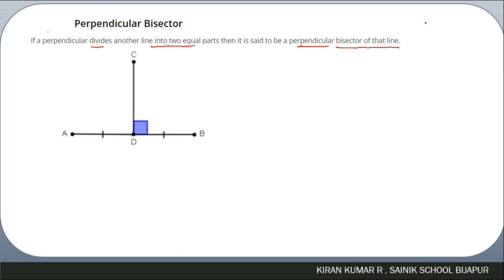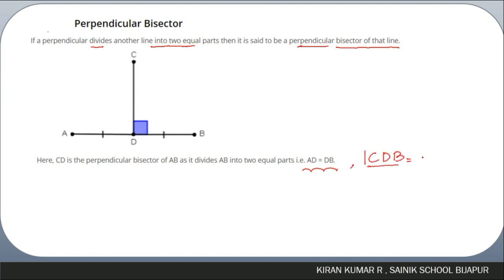Here, CD is the perpendicular bisector of AB. It means that CD will divide AB into two equal parts, making AD equal to DB. And the angle measure CDB is 90 degrees. So there is a perpendicular and also a bisector.